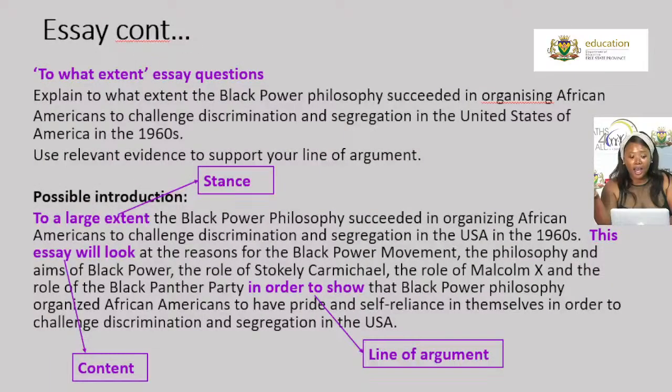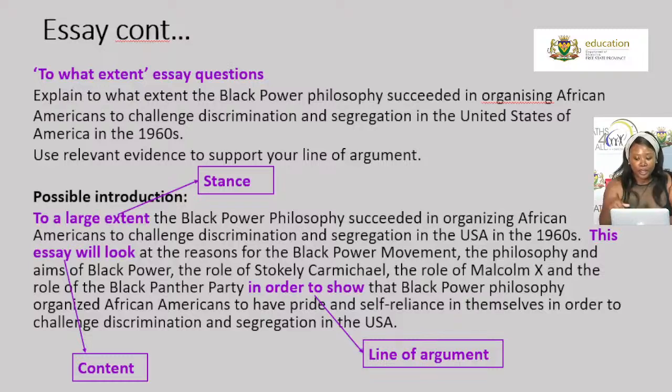Now, continuing, the to what extent essay question. In this case, we are using the example of the Black Power movement. It says, explain to what extent the Black Power philosophy succeeded in organizing African Americans to challenge discrimination and segregation in the United States of America in the 1960s. To what extent? Possible introduction, you need to take a stance again. To a large extent, to a great extent, the Black Power philosophy succeeded. And if you look closely, the question statement is being repeated.